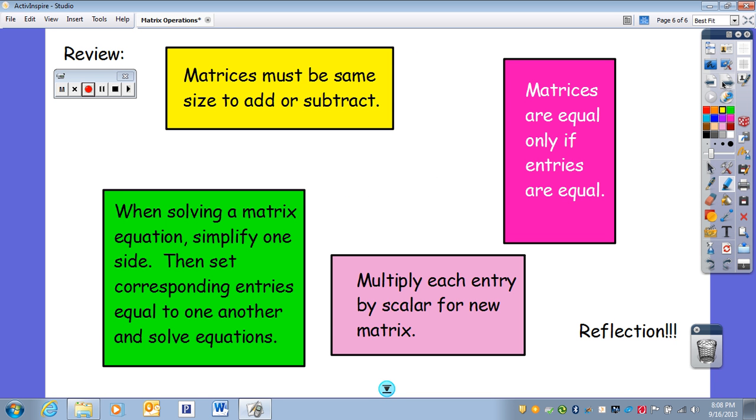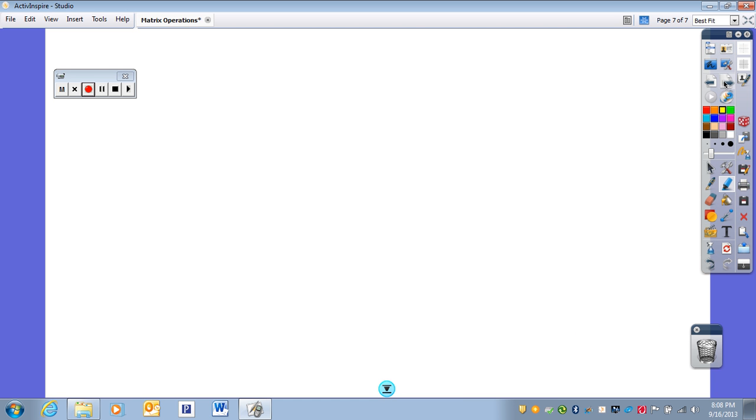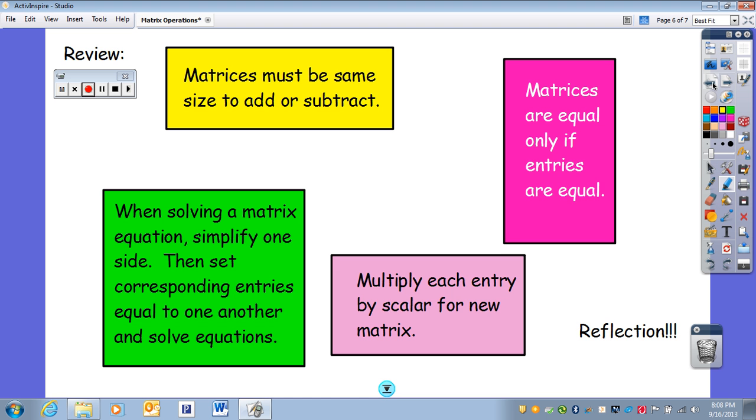Let's review. Matrices must be the same size to add or subtract. Matrices are equal only if the entries are equal to one another. When solving a matrix equation, simplify one side, then set the corresponding entries equal to one another and solve the resulting equations. And finally, remember that to multiply each entry by the scalar for the new matrix.